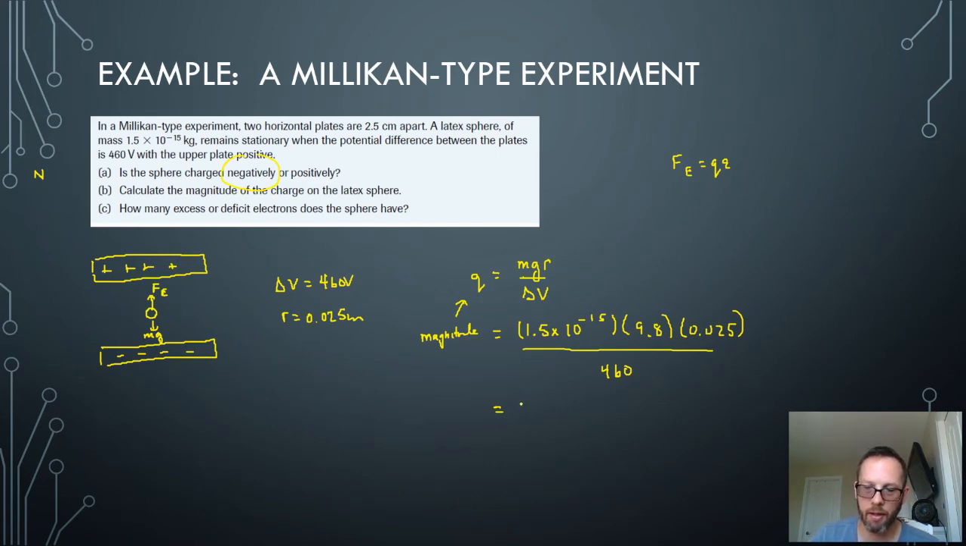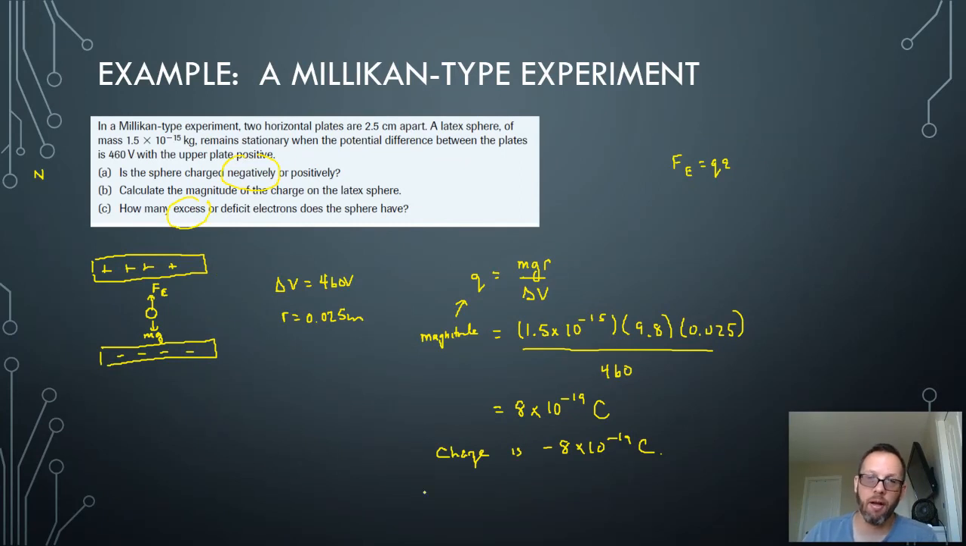All right, so I got pretty much 8 times 10 to the minus 19 coulombs. So we know the charge is negative 8 times 10 to the minus 19 coulombs. So for part C, we've reasoned out the charge is negative because it's being repelled from the negative plate, attracted to the positive plate. A negative charge must mean we have more electrons than protons. That means we have an excess of electrons.